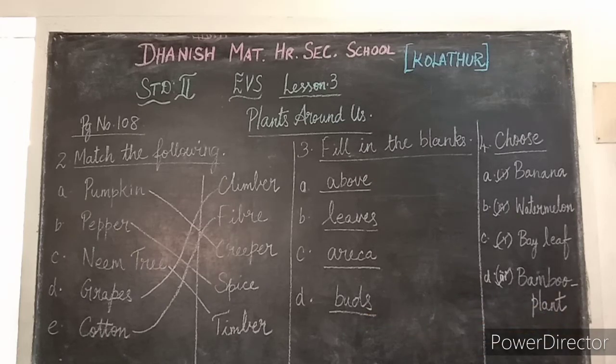Okay, next we are moving on to the fourth one, that is choose the correct answer and circle it. Either you can circle it, or you can tick like this, or you can write the answer there.